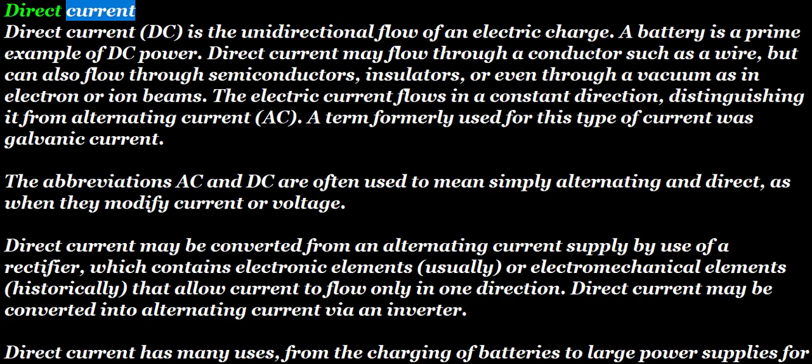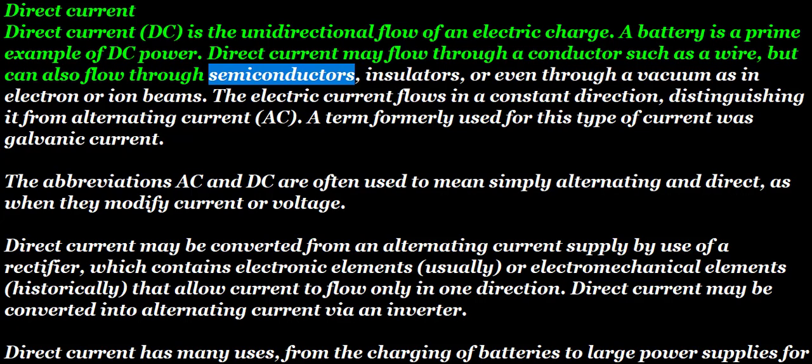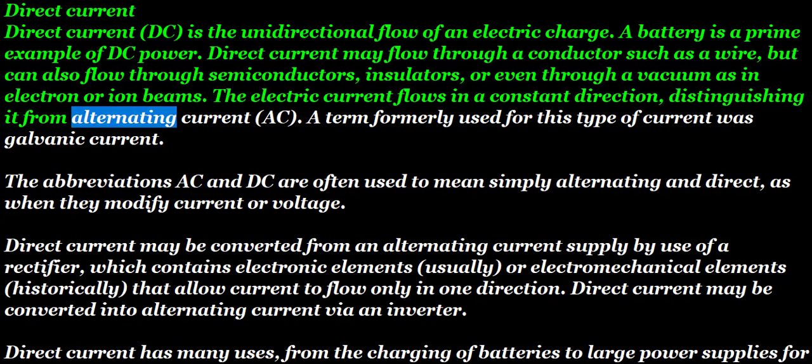Direct current, DC, is the unidirectional flow of an electric charge. A battery is a prime example of DC power. Direct current may flow through a conductor such as a wire, but can also flow through semiconductors, insulators, or even through a vacuum as in electron or ion beams. The electric current flows in a constant direction, distinguishing it from alternating current, AC.